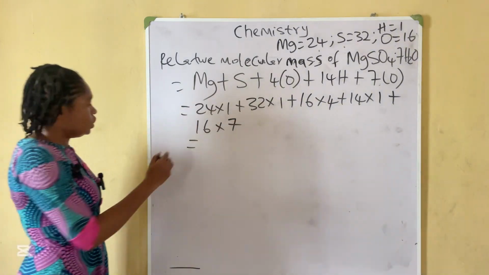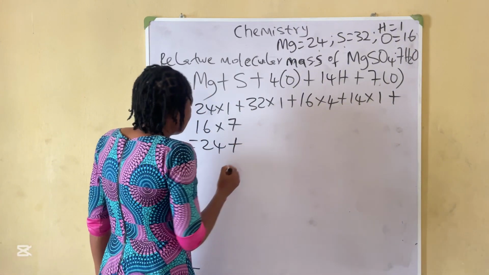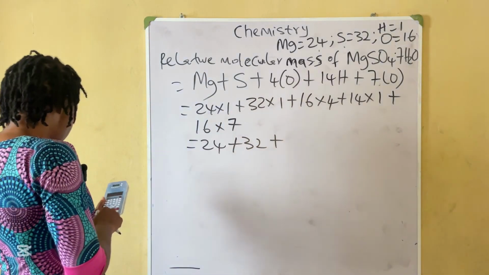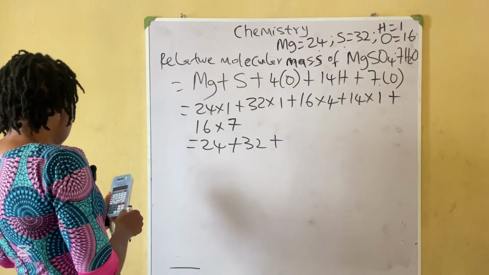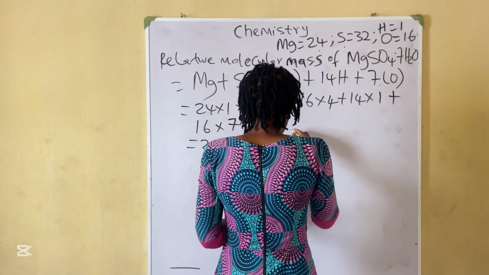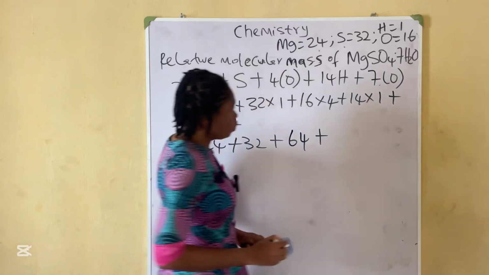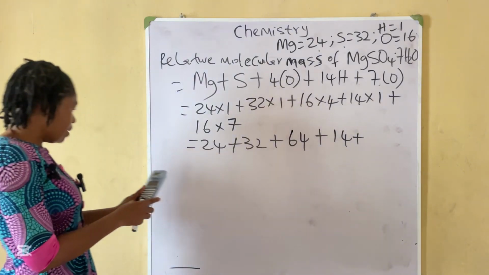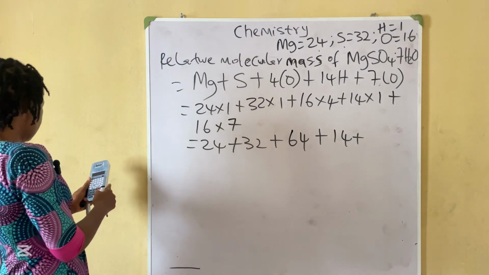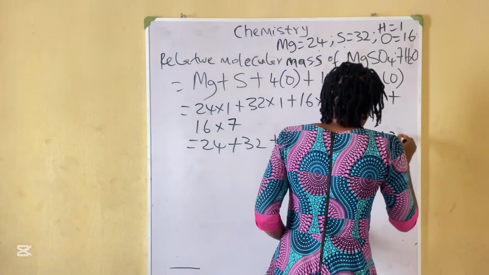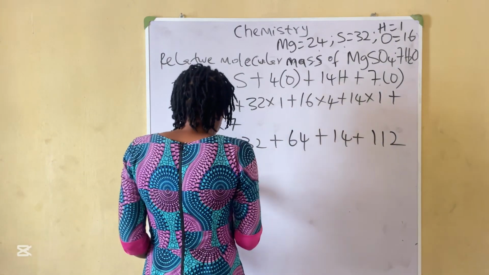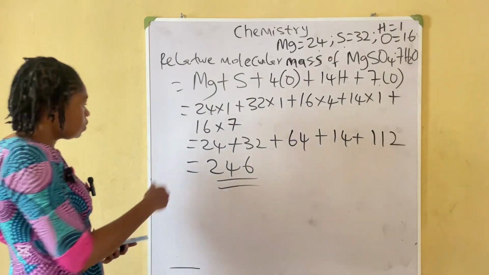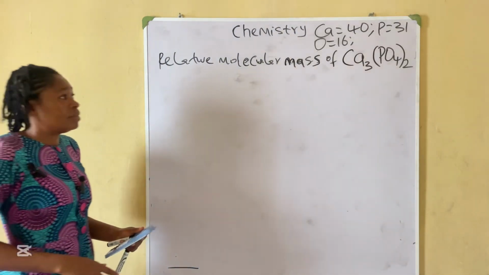24 times 1 is 24. Plus 32 times 1 is 32. Plus 16 times 4. 16 times 4 is 64. 14 times 1 is 14. 16 times 7 is 112. So 246. So relative molecular mass of MgSO4.7H2O is 246.